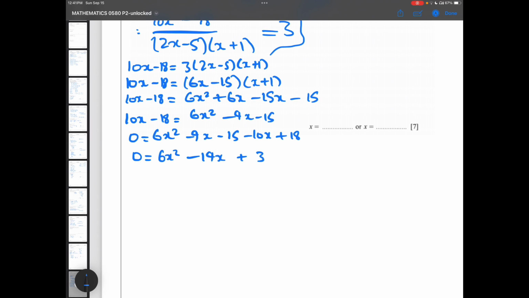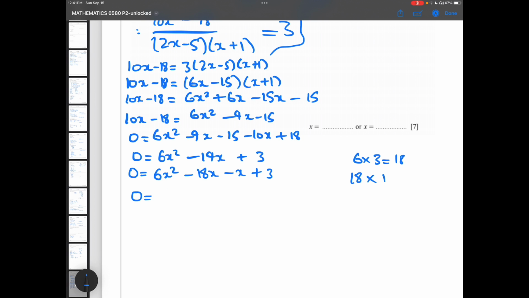Now we will factorize this quadratic equation using the middle term split. 6 into 3 is 18. How do we do it? We multiply the coefficient of x square with the constant term, that is 3 over here. Now we need to break minus 19x in such a way that when we multiply the two terms we get 18, and when we add or subtract them we get minus 19. So we can take 18 into 1: minus 18x minus x plus 3.